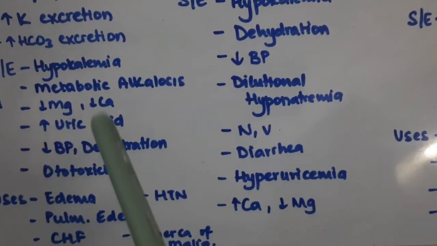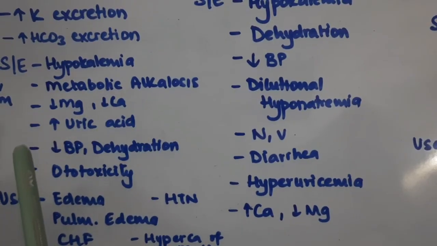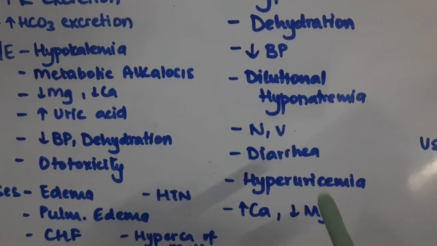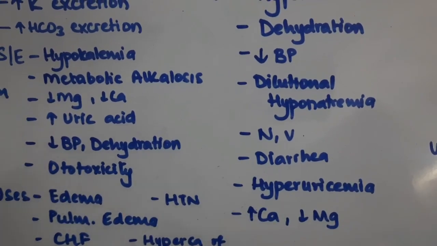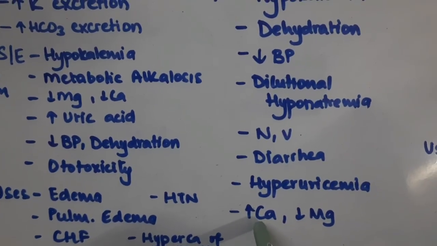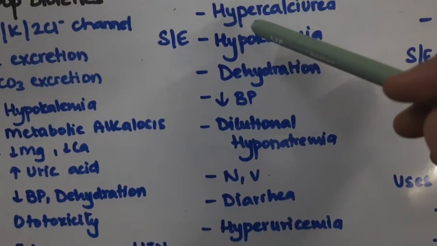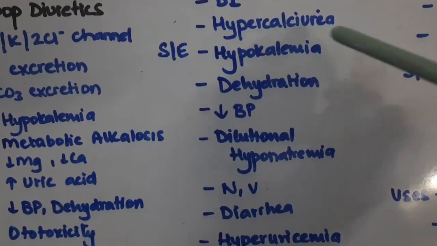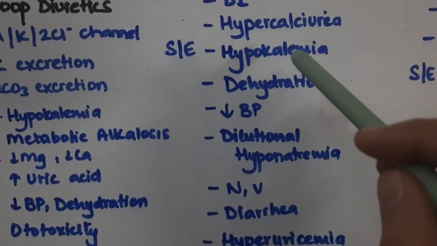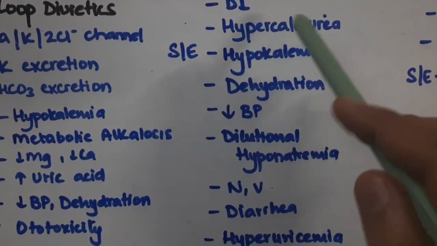Now, we have seen that loop diuretics will cause hypomagnesemia and hypocalcemia due to increased excretion of calcium. On the other hand, thiazides will cause hypomagnesemia just like loop diuretics, but they will also cause hypercalcemia. They will cause increased calcium levels in the blood. That is why they are used in hypercalciuria. When calcium is being excreted in the urine excessively, they will cause inhibition of that calcium excretion and increase the calcium reabsorption.